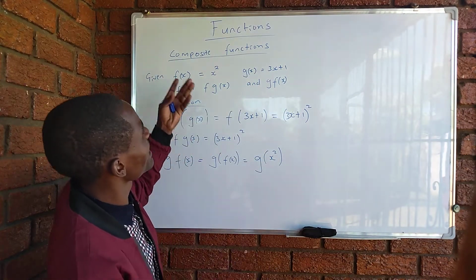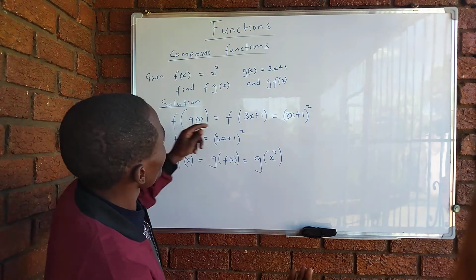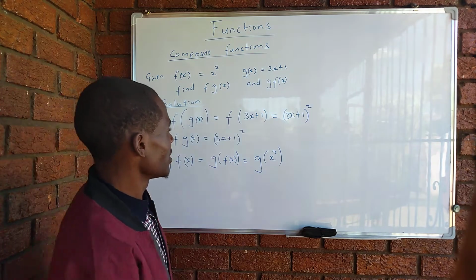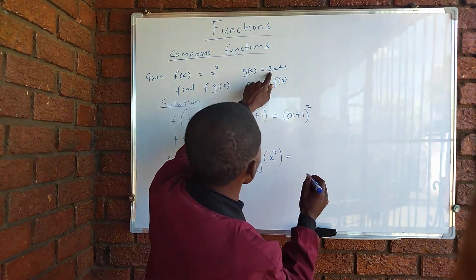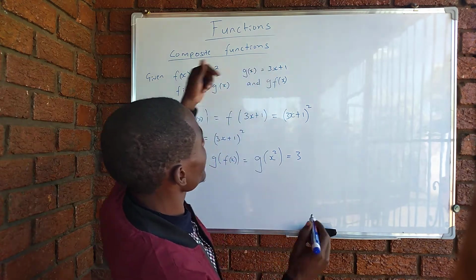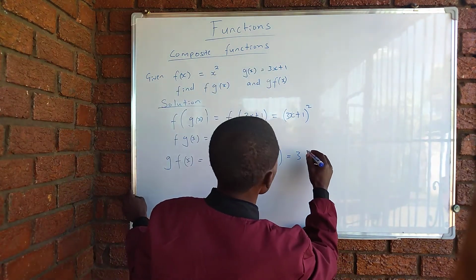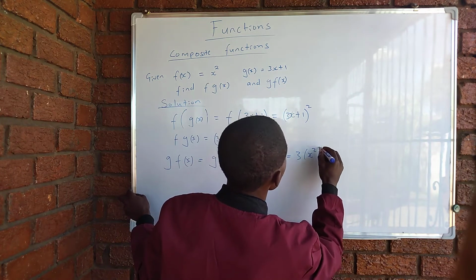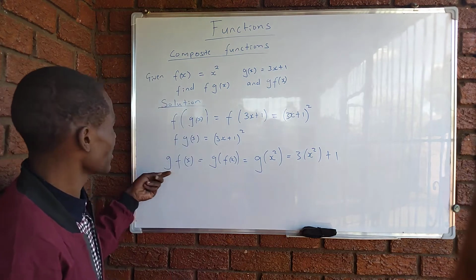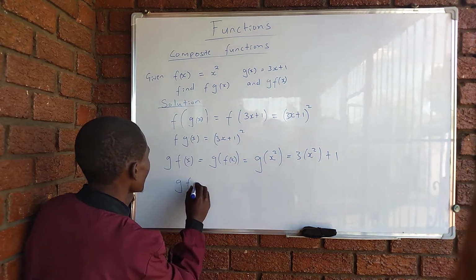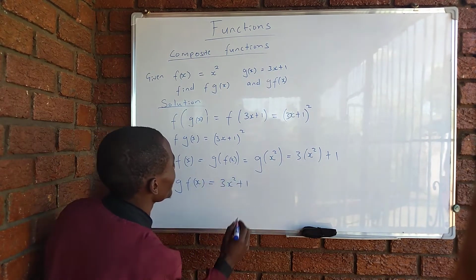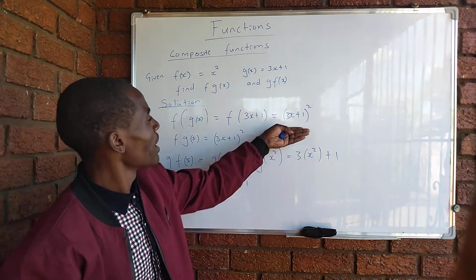So that our equation remains true, on the left hand side we substitute x squared. Which is equal to 3 times x squared, because where we had x we substitute x squared, so that our equation will remain true, plus 1. So this is g f of x. So g f of x is equal to 3x squared plus 1. Simple. That is how you combine functions.